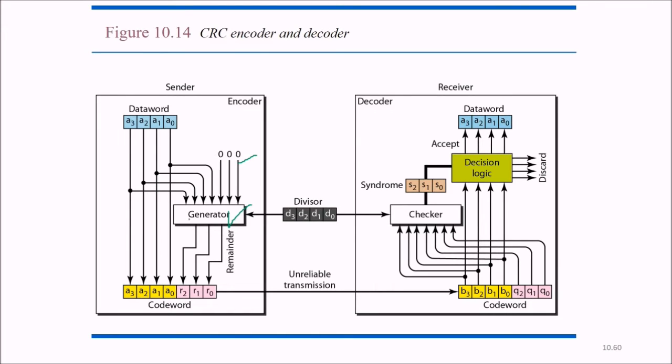We'll see the generator right now. R2, R1, R0. Then there is a divisor, D3, D2, D1, D0. And the code word is received. The checker is again utilized. This divisor is utilized with this checker. And this syndrome is checked. And depending upon the decision logic, it is accepted or discarded.